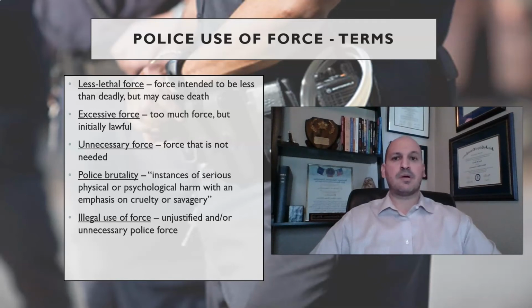Now we get to this term, police brutality, which is really a term of art more than an exact definition. The definition I'm giving you here comes from a chapter of a book on critical issues in policing. They refer to police brutality as instances of serious physical or psychological harm, with the emphasis on cruelty or savagery, done by police officers. I'm okay with that definition. But police brutality is more of a term of art, the type of thing where you know it when you see it: something unnecessary, excessive, with an intent to punish, to be cruel. That's not the police role. It's not the job of the police to punish.